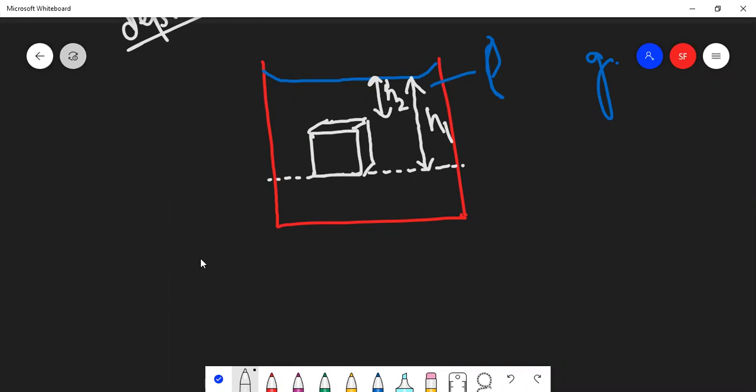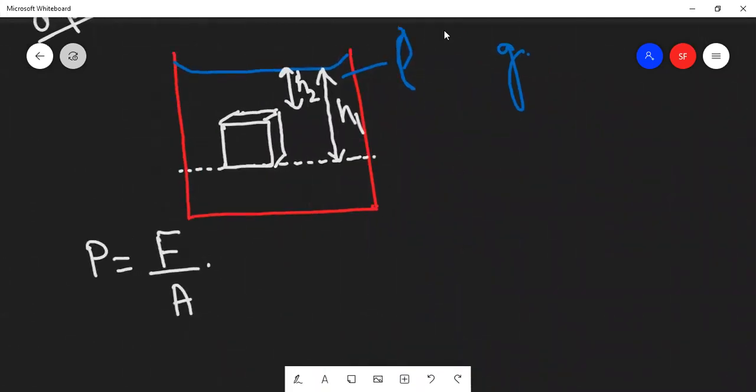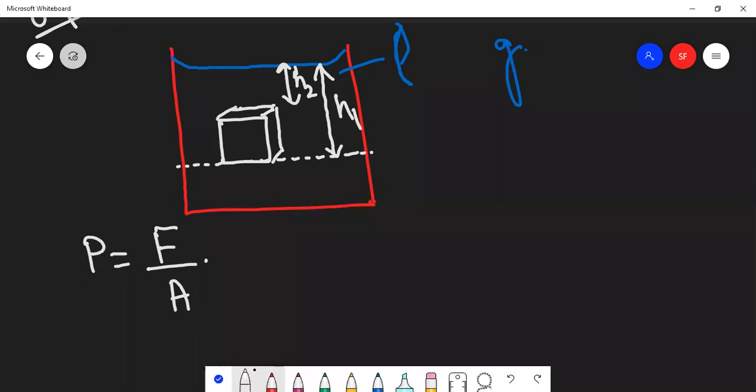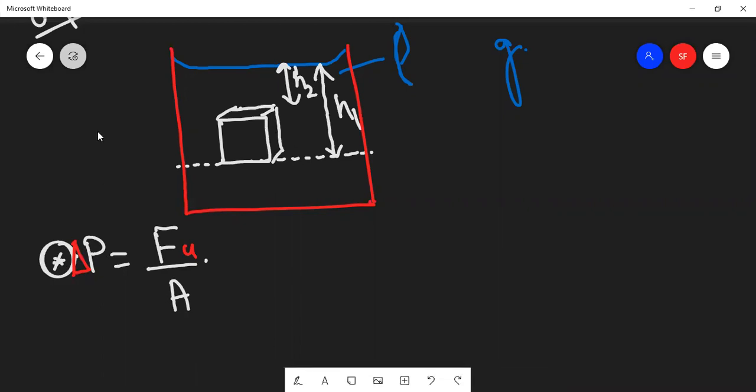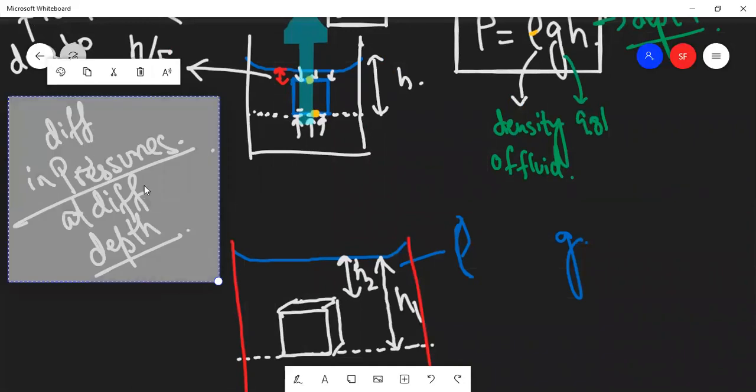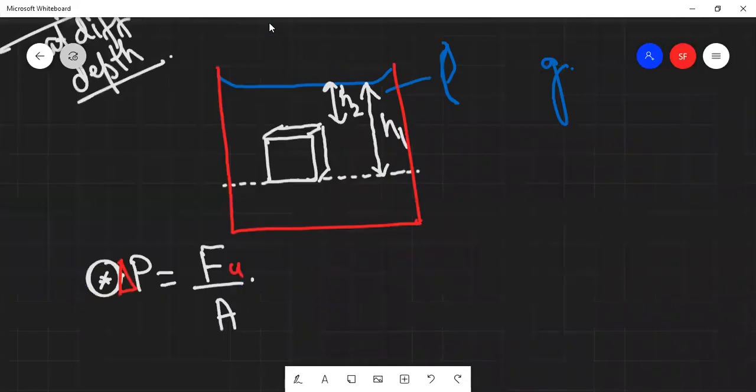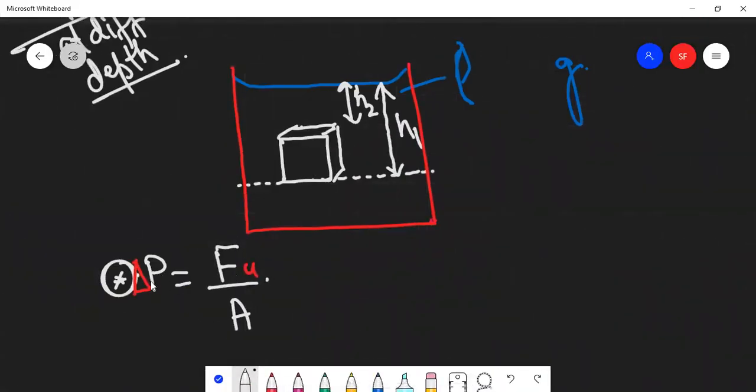I told you that upthrust is a force that exists due to difference in pressure, right? So what's the general definition of pressure? Pressure is force per unit area. If I call this force upthrust, then I would have to call this pressure the change in pressure, the difference in pressure, because upthrust is the force that exists due to a difference in pressure at different depths in the fluid. This was the definition: upthrust is the force that exists due to difference in pressures. So if I want to calculate the value for upthrust, it's going to be the change in pressure. How do we calculate the change in pressure?